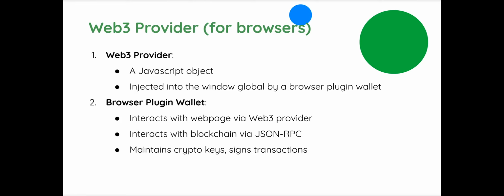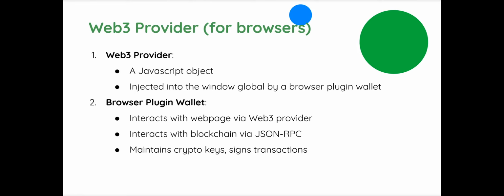So in a browser, a Web3 provider is a JavaScript object, and it's injected into the window global by the plugin. The plugin is responsible for maintaining the crypto keys, the private keys, and therefore for signing transactions. So whenever a transaction needs to be signed, it pops up a dialog to the user saying, do you actually authorize this? And if the user says no, then it doesn't sign it. The DApp itself is not allowed to sign transactions.